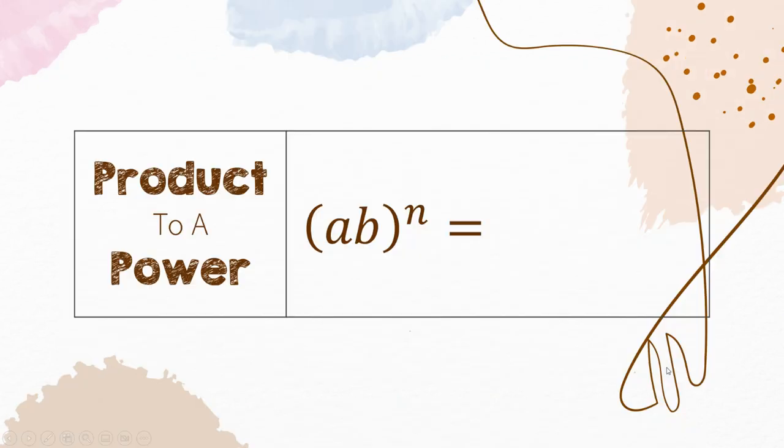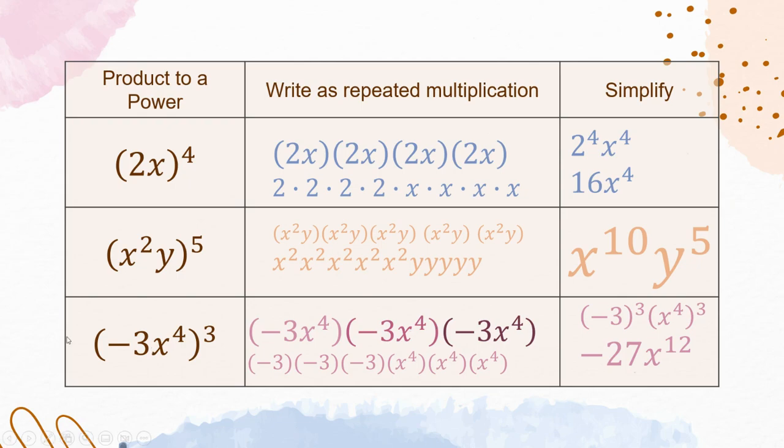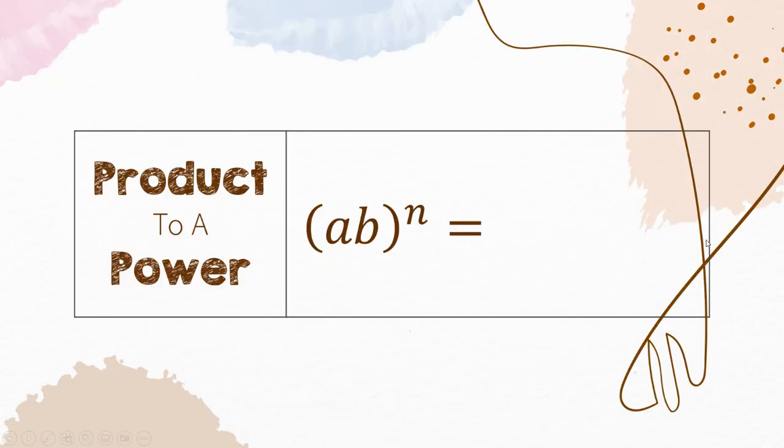Okay, so let's think about our rule here. Product to a power: I have parentheses a times b, close parentheses, to the n power is going to give me a to the n times b to the n, right? So if we look at our rule back here, x to the second times 5 is x to the 10th, and y to the 1 times 5 is y to the 5th. Okay, so that's kind of the rule we came up with.